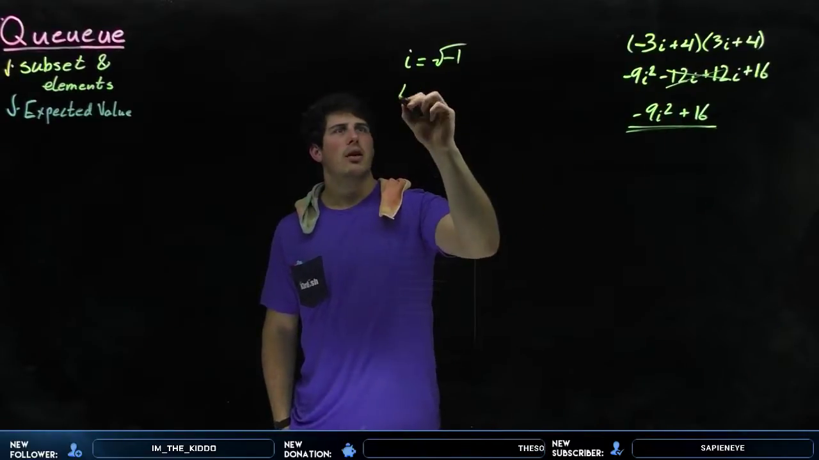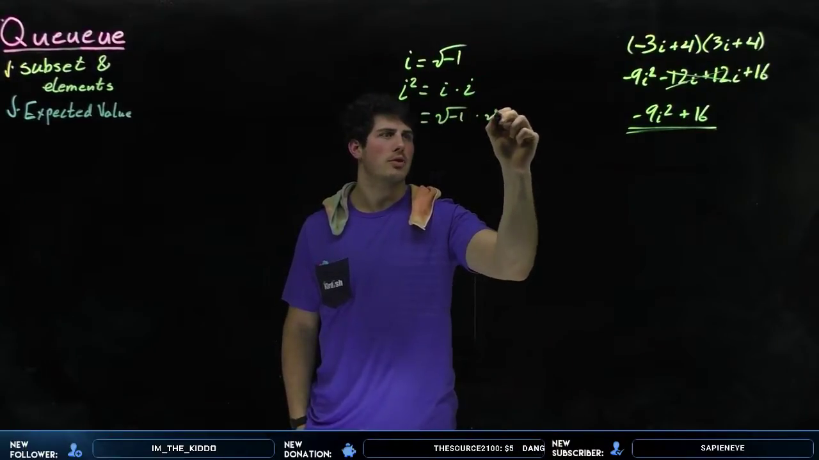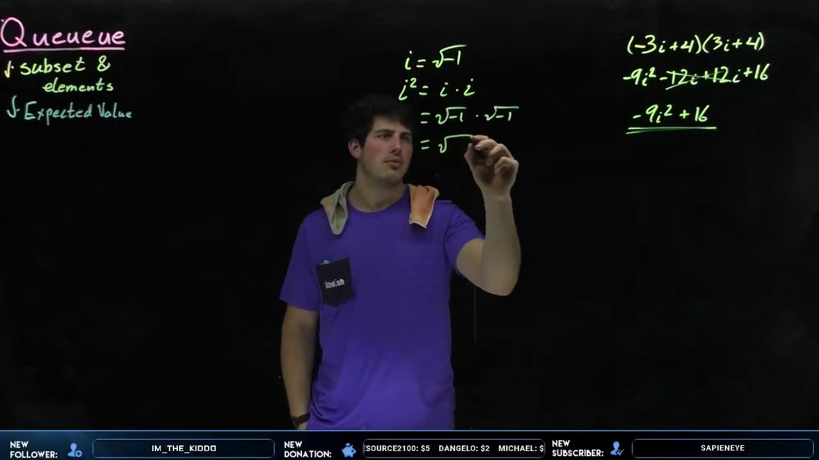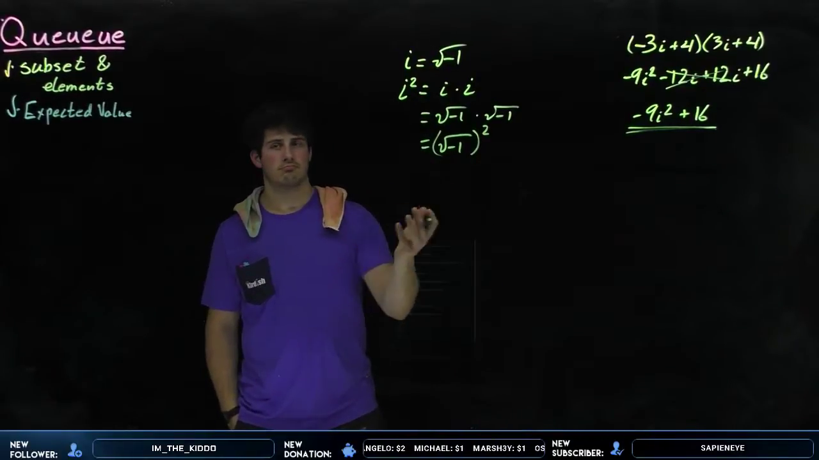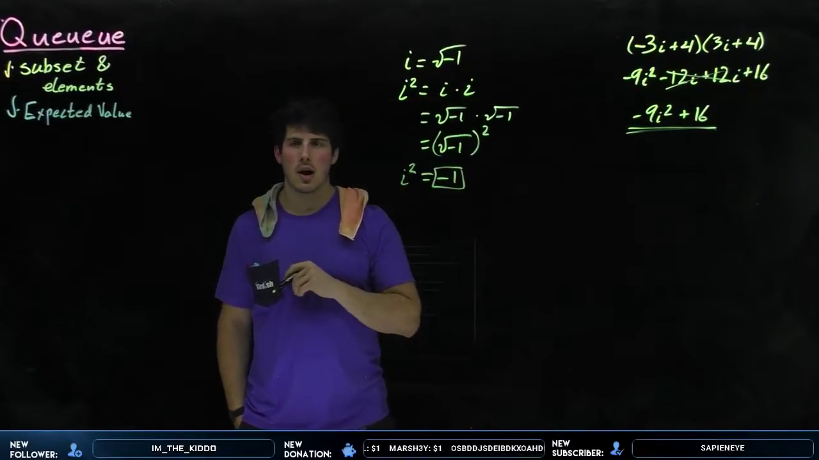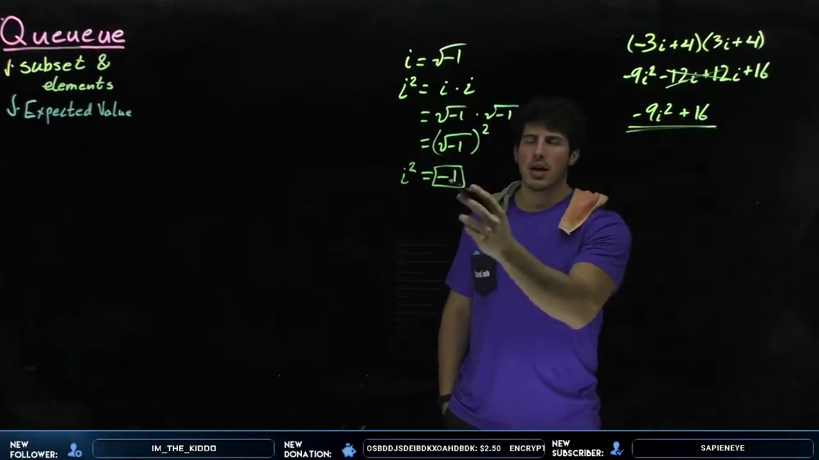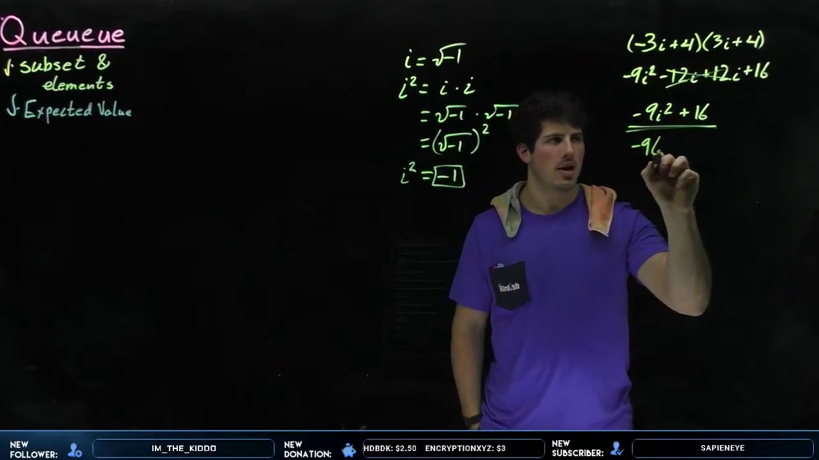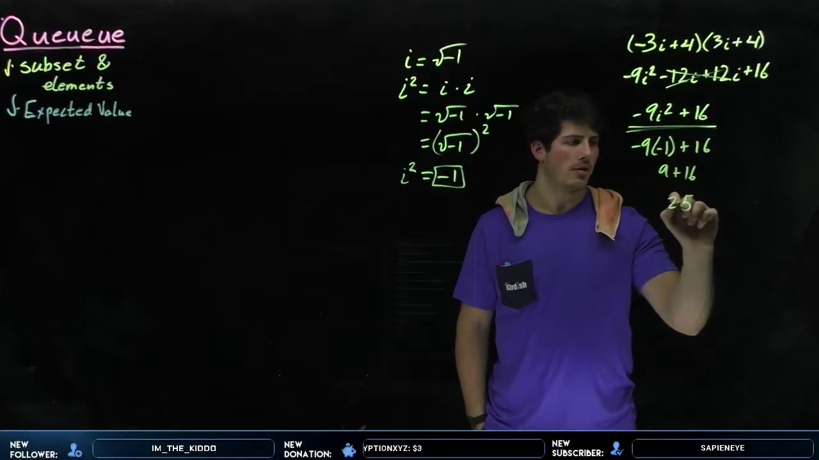Well, what is i squared? That's going to be i times i. Or let's keep breaking this down. The square root of negative 1 times the square root of negative 1. Or I can also write this as the square root of negative 1, squared. So I just get negative 1. Right? Meaning I can substitute, or I should substitute, negative 1 for i squared. So I now have negative 9 times negative 1 plus 16, or 9 plus 16, or 25.